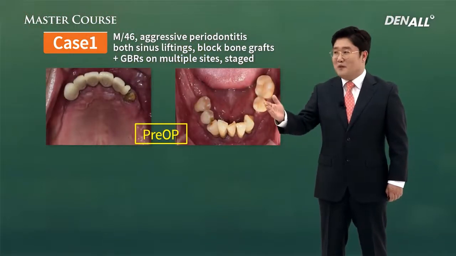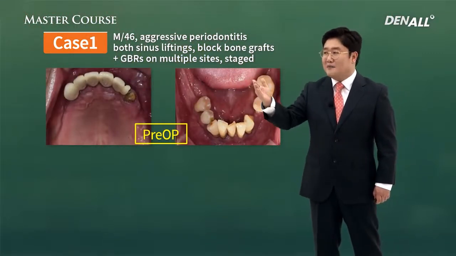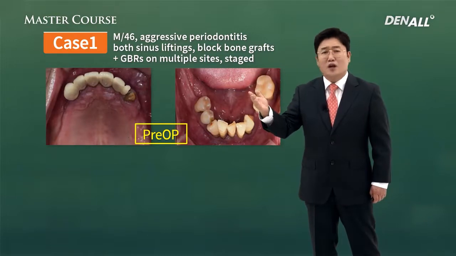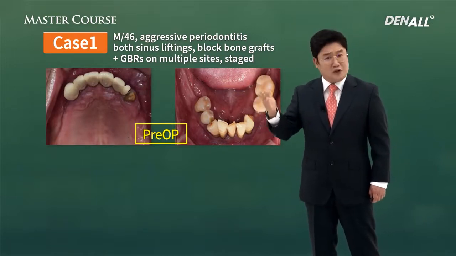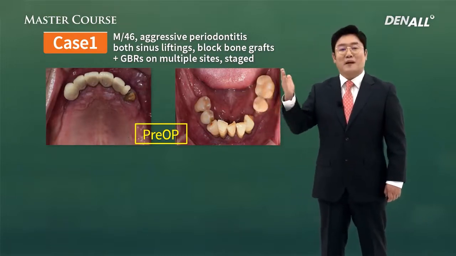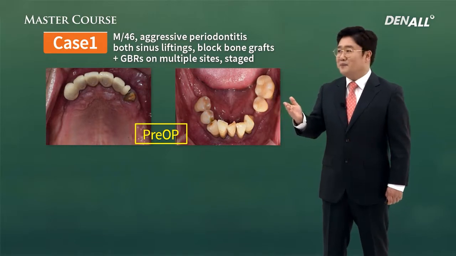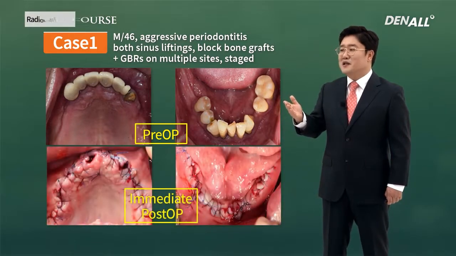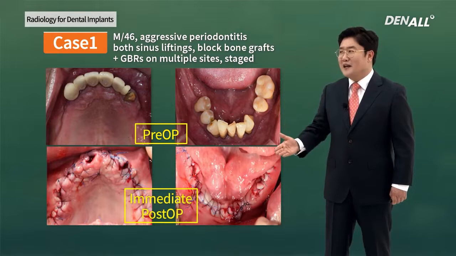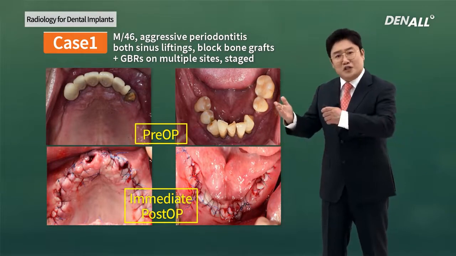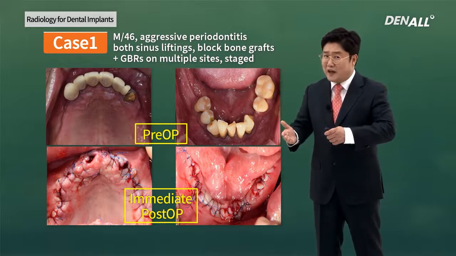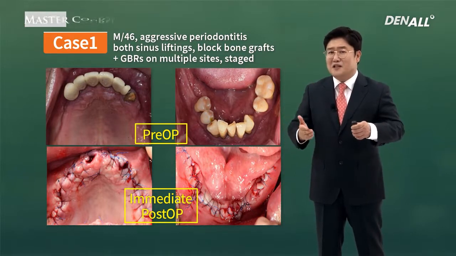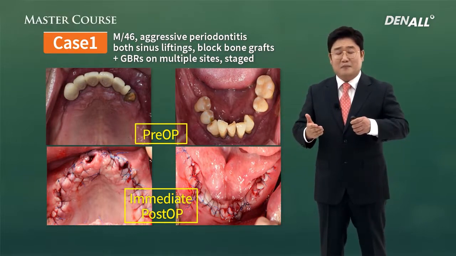Pre-op, maxilla and mandible. There are residual teeth, but they have severe mobility and the condition is not very good. Therefore, we decided to remove all of them. This is immediate post-op clinical pictures comparing pre-op to post-op. Can you guess what procedures have been conducted in the meanwhile?